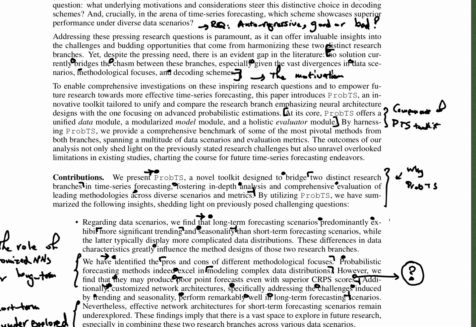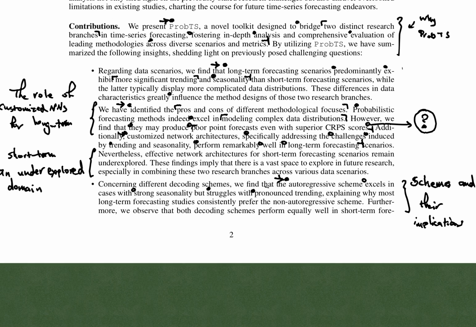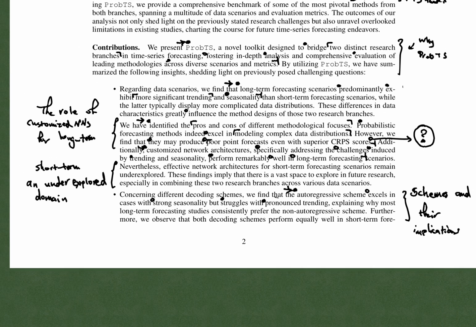And again, the goal would be to bridge these two distinct research branches in time series forecasting and provide in-depth analysis and comprehensive evaluation of leading methodologies. Going over the contributions of this paper again, some of their findings are that the long-term forecasting scenarios predominantly exhibit more significant trending and more significant seasonality. So the seasonality and trending, as expected, are going to be manifested more extremely in the long-term horizons.